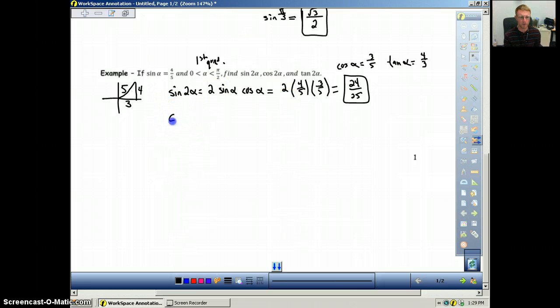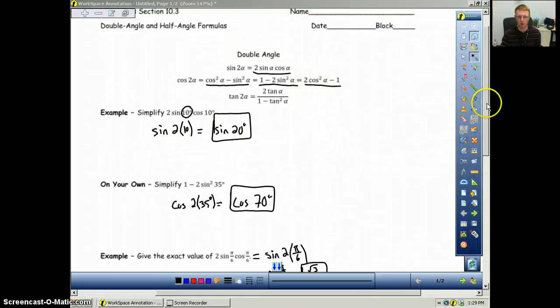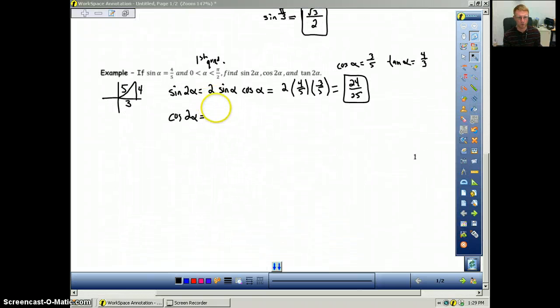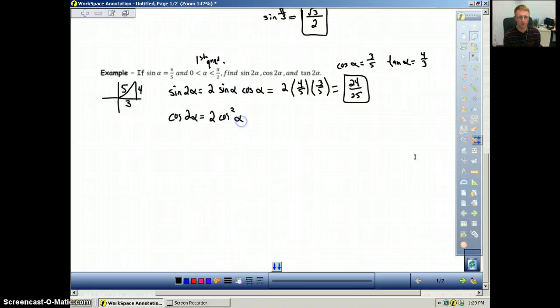Now we do the cosine of 2 alpha. So cosine of 2 alpha is equal to, and we could choose any of the formulas above. I'm just going to go ahead and choose the very last one. It doesn't really matter which one you do, but it's going to be 2 cosine squared of alpha minus 1. So that's going to be equal to 2 times, our cosine is 3/5. We've already done that, but we have to make sure we square this 3/5. So that's squared minus 1.